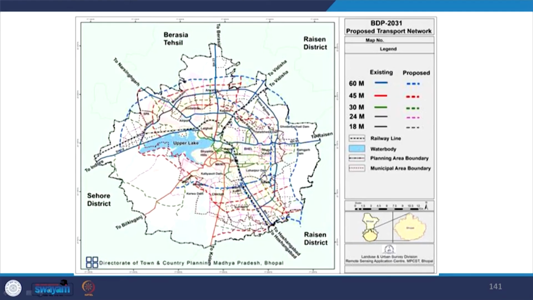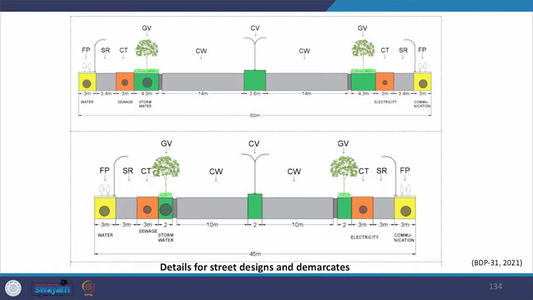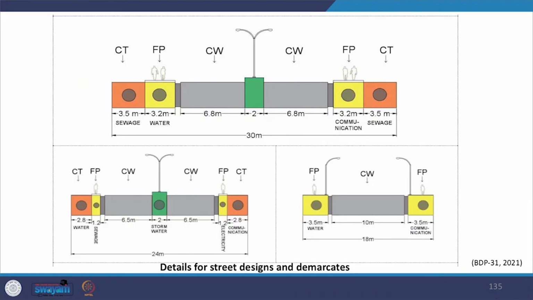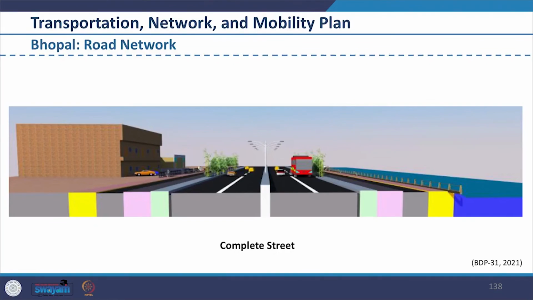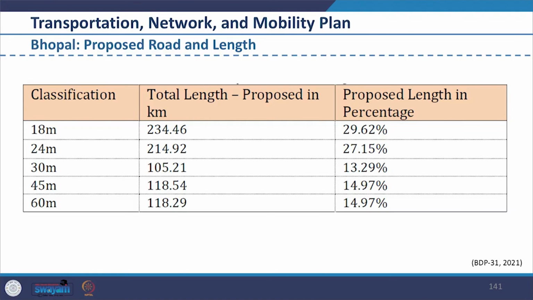the course. We will look into the details of how these things are, to a certain extent, looked into. It also provides details for street design and demarcates. It also proposes concepts of complete street, as we can see here in the image. It has proposals for improving the existing street and road network, expanding the existing road network, and a pedestrian network is also proposed to be created. There is a proposal for bicycle tracks and pedestrian facilities in the city.